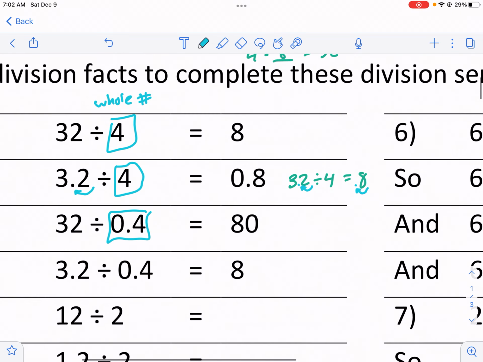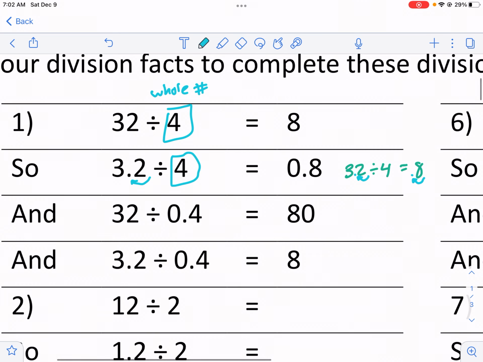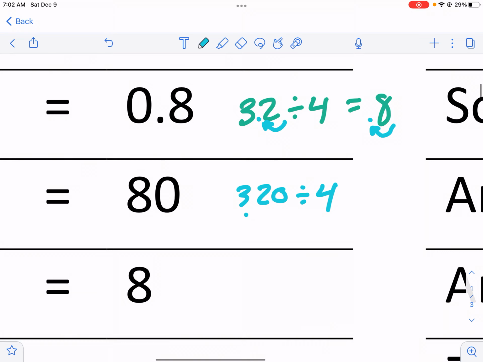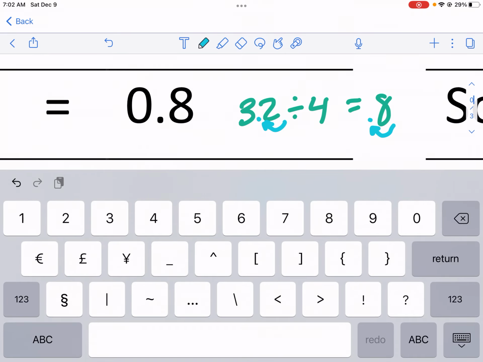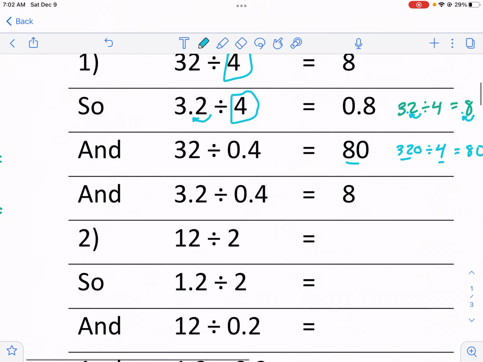Your first step, anytime it's a decimal divisor, is rewriting the problem. So this really is 320 divided by 4, which we can pretend is 32 divided by 4 and then just add a 0. So 32 divided by 4 is 8, but then we have that extra 0, so our answer is going to have an extra 0 in it. So it's actually 80.